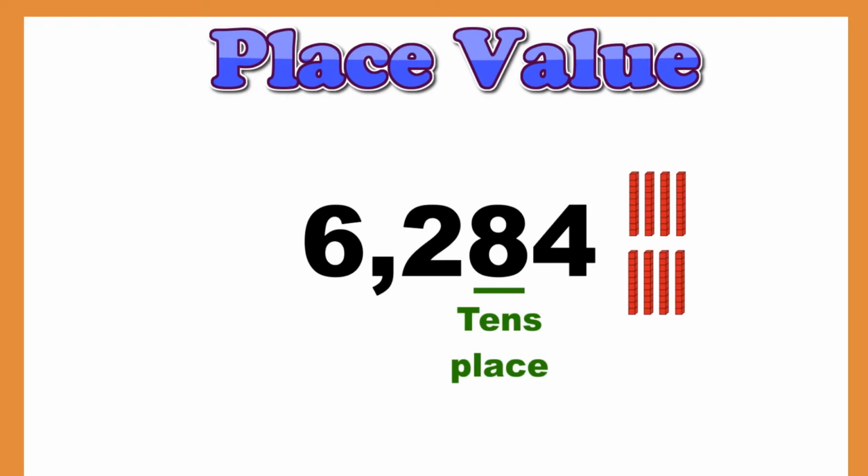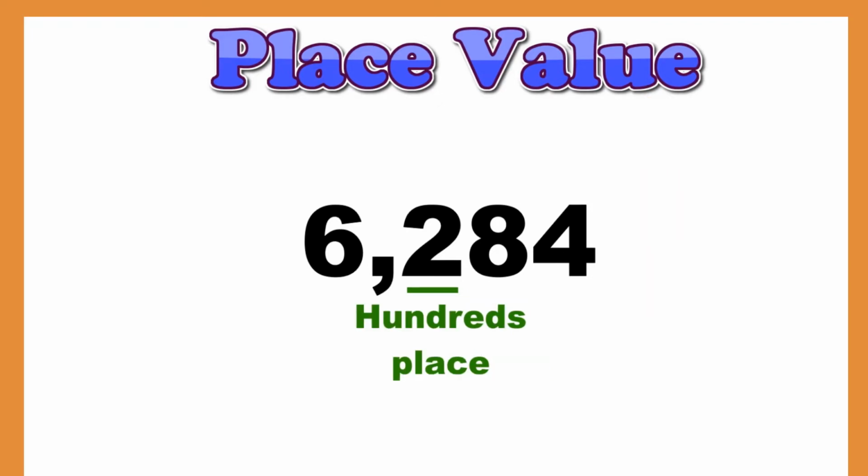In the hundreds place, we see that there is a 2. A digit in this spot tells us how many groups of 100 a number has. Since there is a 2 in the hundreds place, we know that this number has 2 groups of 100, which is equal to 200. This is what 200 looks like.